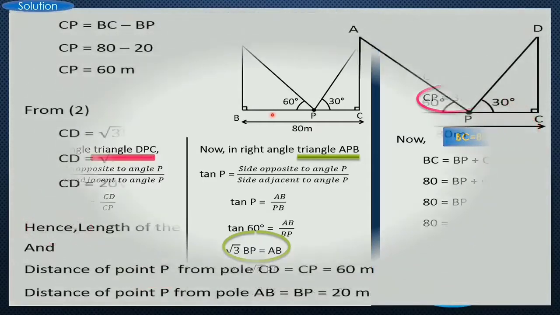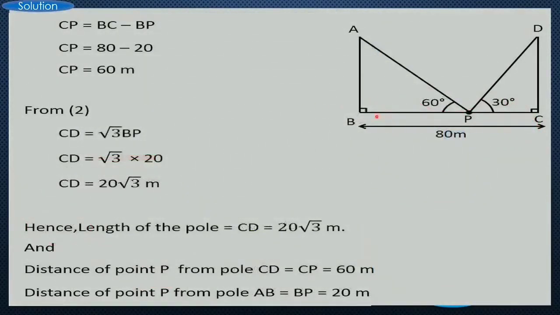So here you can observe now we got the value of BP as 20 meter. So can I find now CP? So yes, we can just subtract BP from the length of BC. It means BC minus BP is equal to 60 meter. So I got the value of PC as well, which is equal to 60 meter. Now you can cross verify also. 20 plus 60 gives 80 meter.